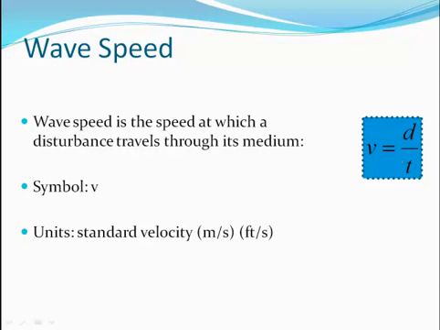Since it's a speed, it has the same unit that velocities have, and the same symbol, v, and the units would be normal velocity units, so usually meters per second. You could also talk about wave speeds in terms of miles per hour, miles per second, feet per second. Lots of other units are possible, but meters per second is the standard in the SI system.